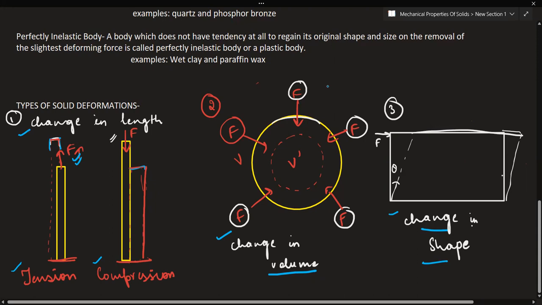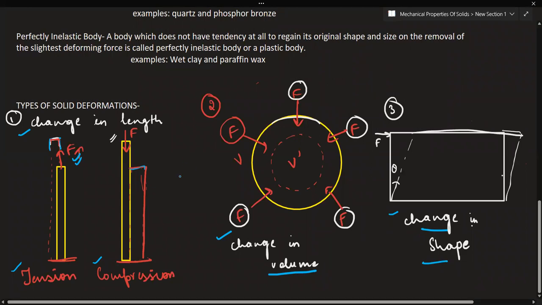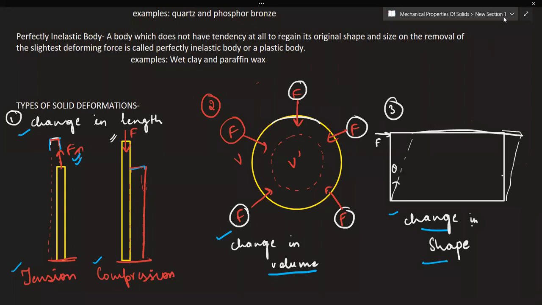Okay, fine. Two quantities are there. Stress and strain are two quantities used to describe the nature of the applied force and resulting deformation. So let's learn about stress first.